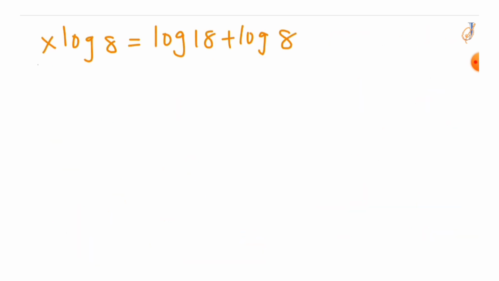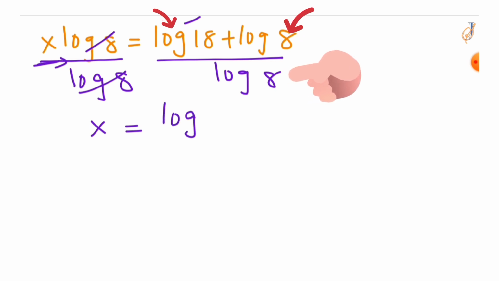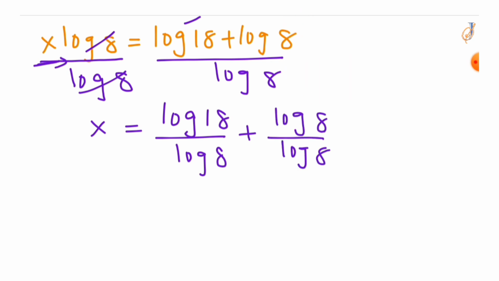We need to find the x value. In the LHS we have log 8 also. So to get rid of that log 8, we need to divide both sides by log 8. So divide by log 8 on both sides. Then log 8 gets cancelled. So we are left with only x, that is equal to, the denominator log 8 applies to the two terms in the numerator, isn't it? So that's why I am writing individually. Log 18 over log 8 plus log 8 over log 8. This log 8 gets cancelled, so we are left with only 1 here.